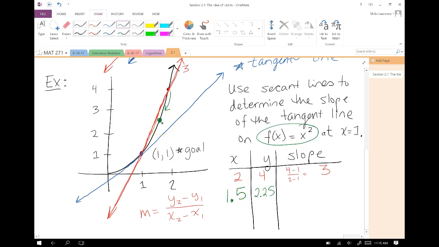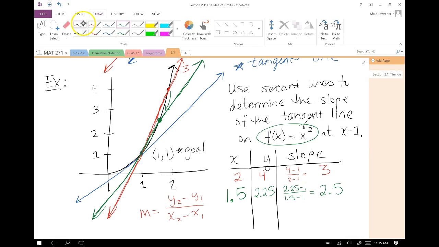Now, if we draw this green line, it's still a secant line because I'm using 2 points on the graph, but you'll see this is closer to the blue line. The blue line is the tangent line. So we're going to do the change in y over the change in x. We get 1.25 divided by 0.5, which is 2.5. So we're getting closer to our goal point, and I'm going to do one more.